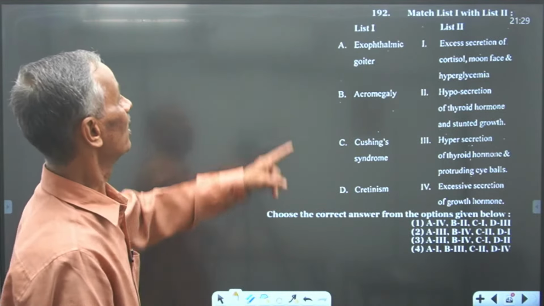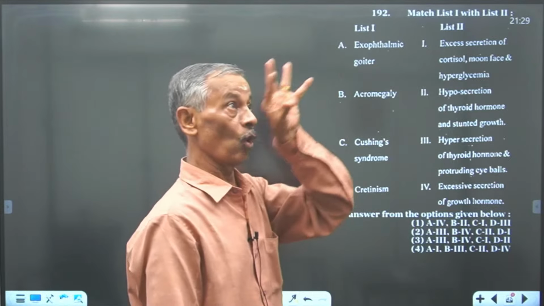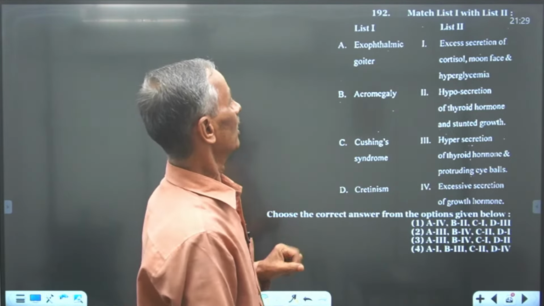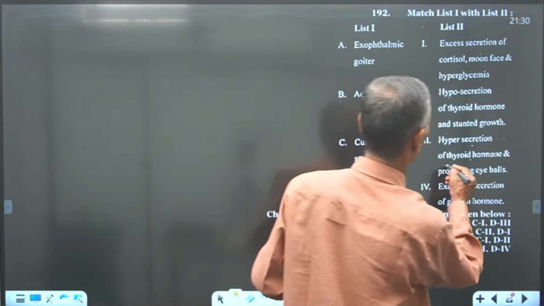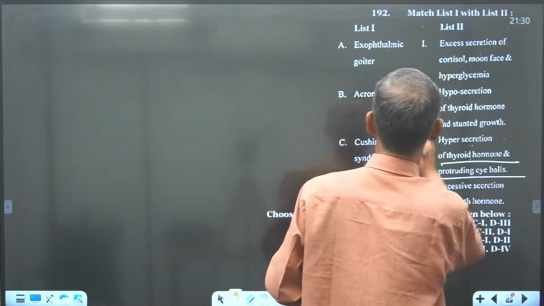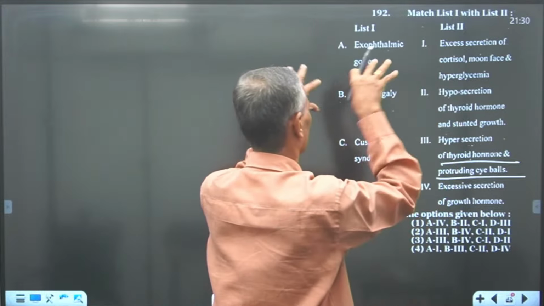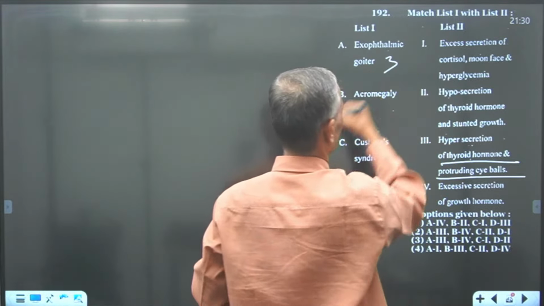Answer: exophthalmic goiter. It is occurring because of the hypersecretion of thyroid hormone, protruding eyeballs. That is why it is called exophthalmic. So 3.